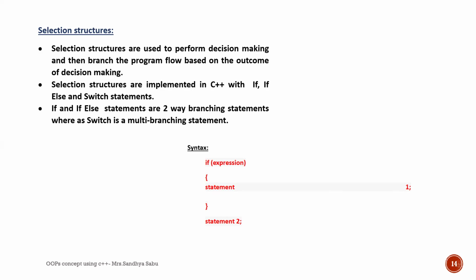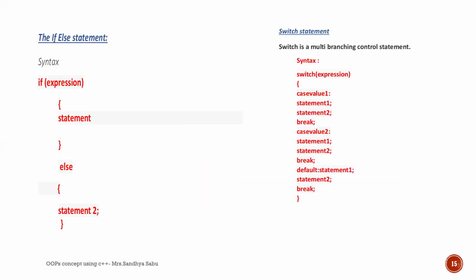Next one is the if-else statement. The if-else statement is a two-way statement. In an if-else statement, when the condition is true, it is going to follow one way. If it is false, it is going to follow another way. That's why it is called a two-way statement.